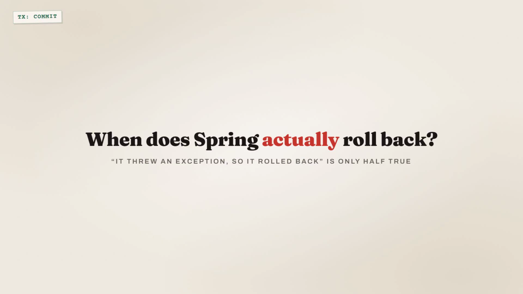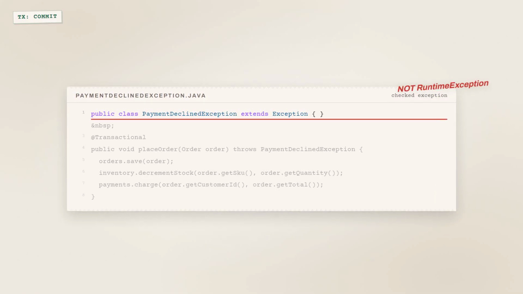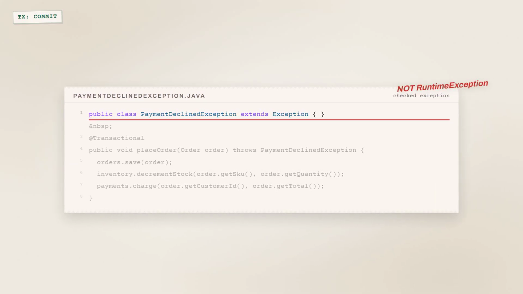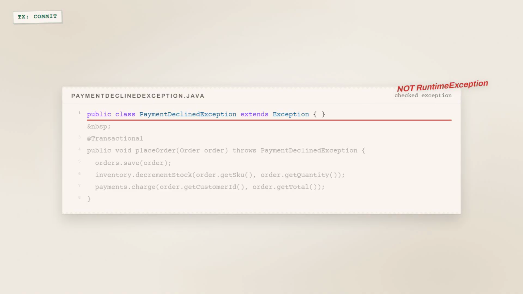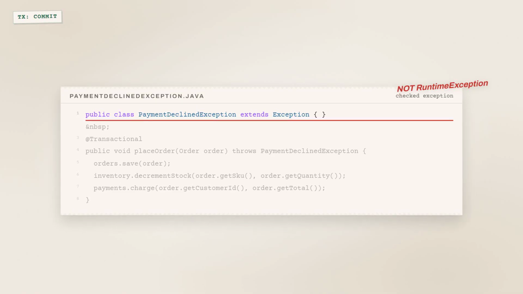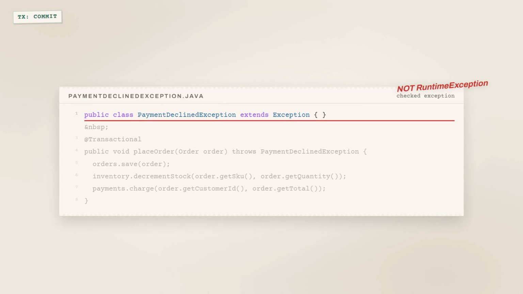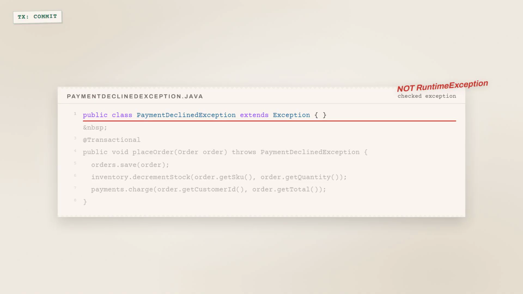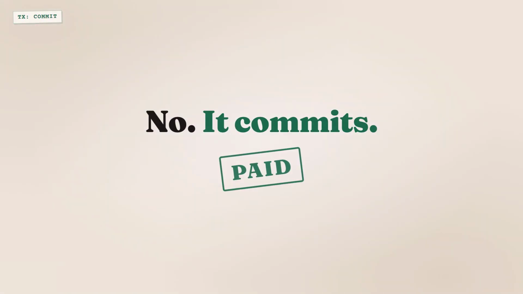Watch. Suppose our payment client throws a checked exception. PaymentDeclinedException extends Exception, not RuntimeException. So placeOrder now declares throws PaymentDeclinedException. Same annotation, same method. The payment fails. The exception propagates out. Does Spring roll back? No. It commits. Let me say that again, because it's the single most surprising default in Spring.